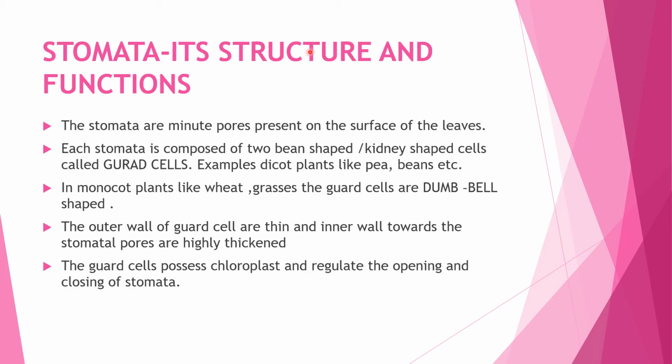Next, a very important topic, that is stomata, its structure and functions. So what are stomata? These are minute pores present on the surface of the leaf, and each stoma is composed of two bean-shaped or kidney-shaped cells which are known as guard cells. An example is dicot plants like pea and beans. In monocot plants like wheat and grasses, the guard cells are dumbbell shaped.